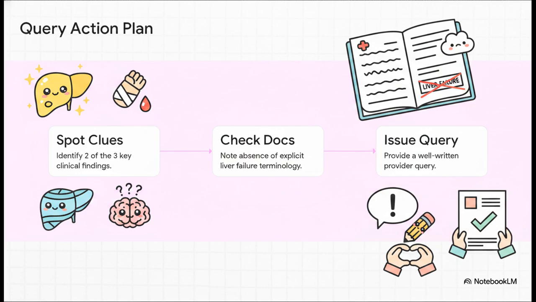Step 3. This is your strongest possible signal to issue a well-written provider query. By recognizing the physical loss of liver function through these clues, your query bridges the gap between what's actually happening to the patient and what's written in the medical record. It ensures the documentation accurately supports the final code.